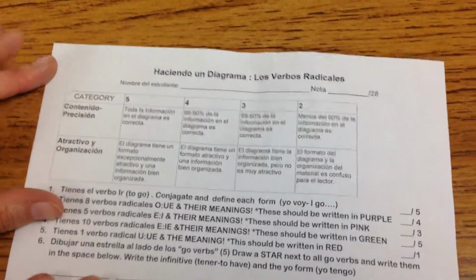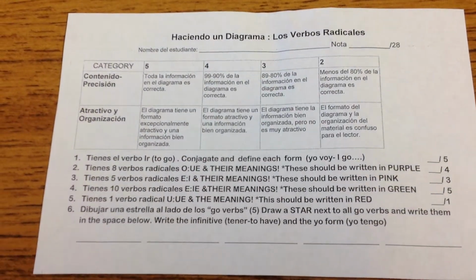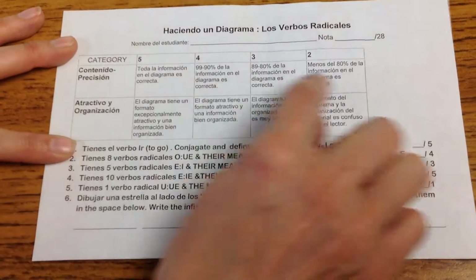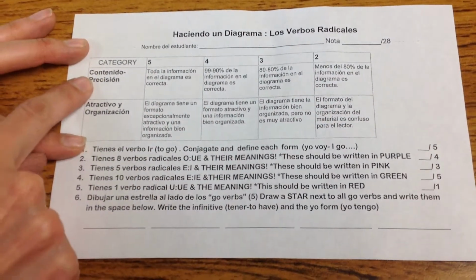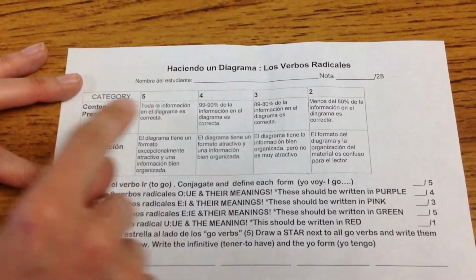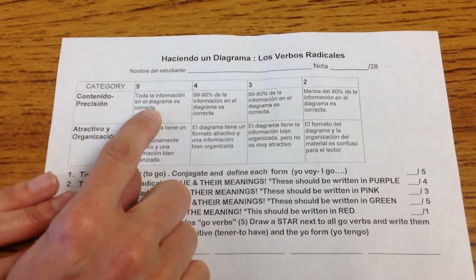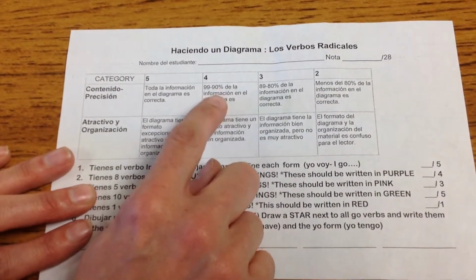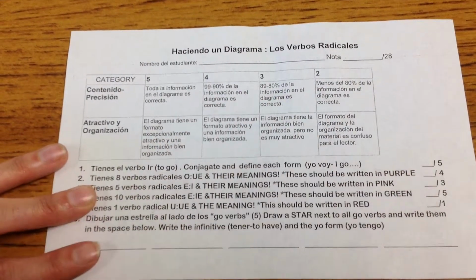Okay. So we have our rubric, haciendo un diagrama. Okay, we're doing a diagram here. You're going to notice the first part is going to be graded on content and precision. If every single thing in the diagram is correct, you get a 5. If 90 to 99% is correct, you get a 4, etc., down the line.